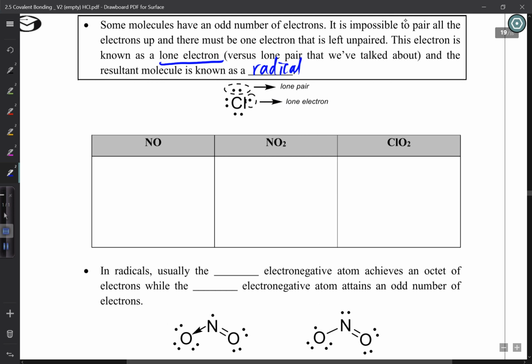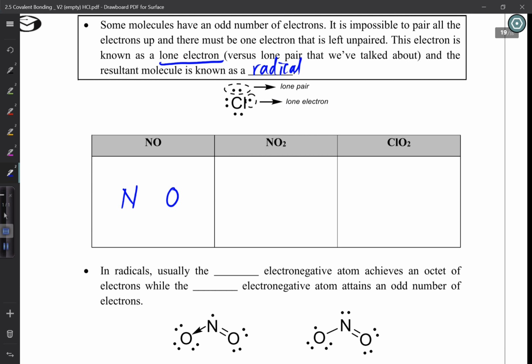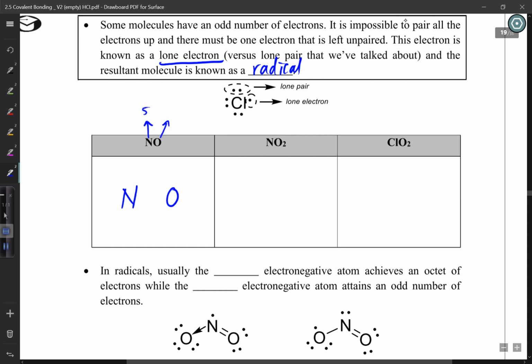One of them is NO. For NO, I guarantee you, no matter how you draw, you're going to end up with 1 electron that's unpaired. Why? That's because nitrogen, how many valence electrons does it have? 5, right? Oxygen has 6. 5 plus 6 is an odd number. There's no way for it to pair up. This is just math, right?